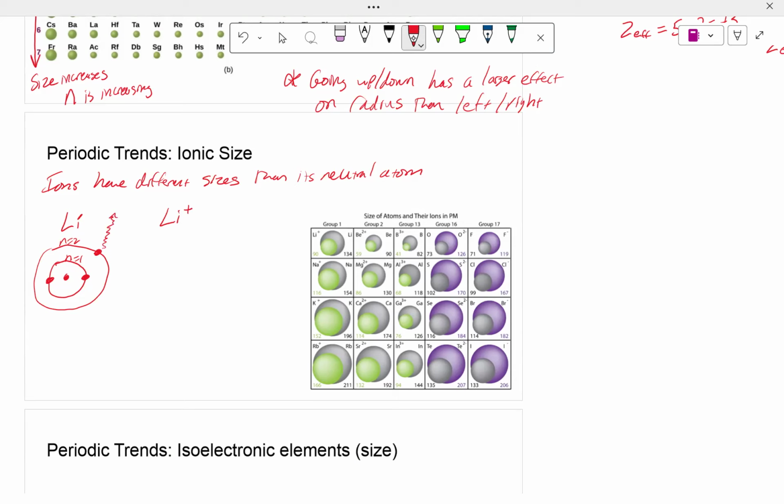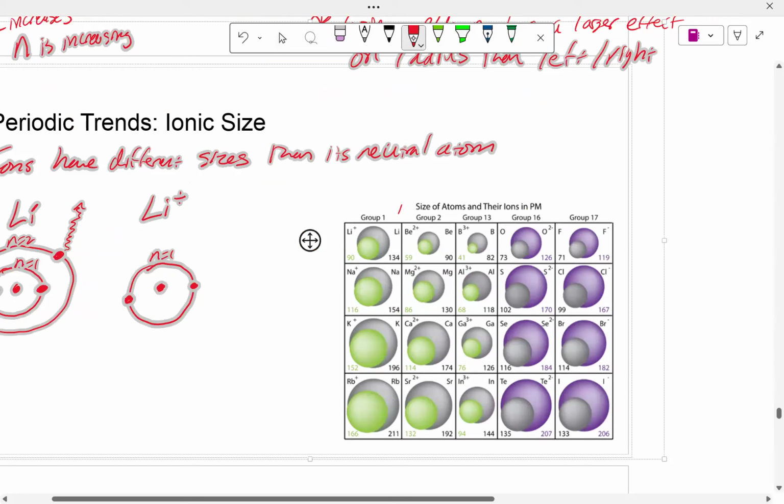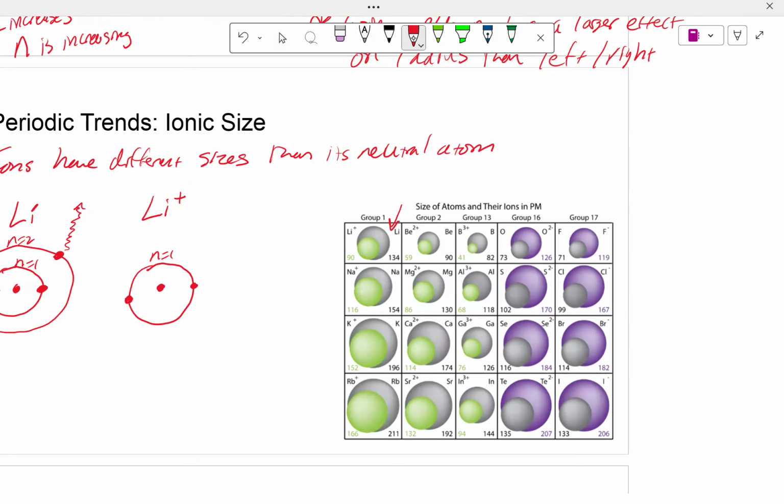Think of it like I'm lopping off an entire floor of a hotel. So what happens to this electron hotel? Well, now there's only n equals 1. So the size goes down. If you look at this picture to the right, look here at lithium. The gray sphere is neutral lithium. The green sphere is when lithium becomes an ion. Notice how much its radius decreases.